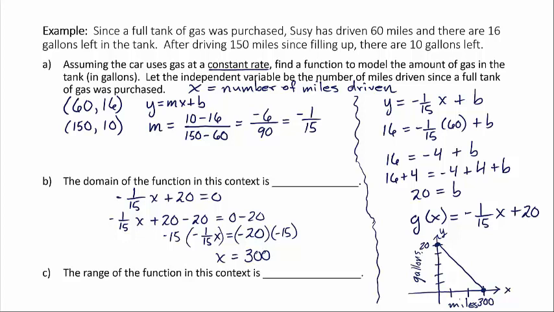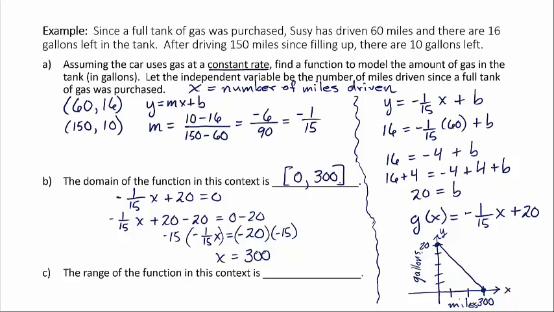Okay, so if I were to just look at this piece that I graphed, it makes sense that if this extended to the left of the y-axis, I'd be driving a negative number of miles, which doesn't make any sense. And if I were to extend it past the x-intercept, I would be driving when there's no gas in the tank, which also doesn't make sense. So we want just this piece of it. And the domain would be 0 to 300, right? Those are the number of miles that you can drive on the tank of gas.